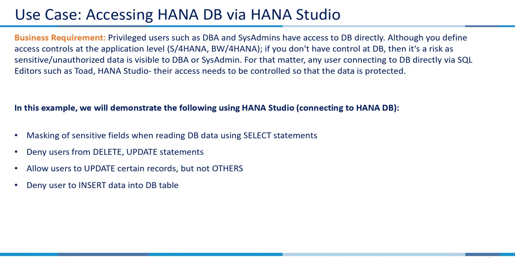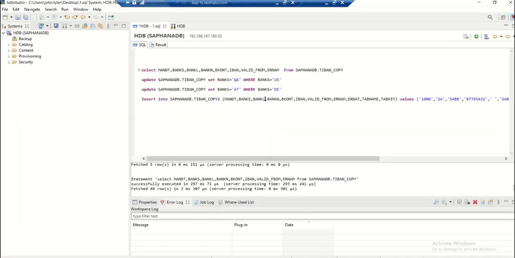Now let me log into the system here. I'm going to connect to my HANA Studio. Okay, so this is my HANA Studio. This is the HANA database connecting to one of my databases in the local system. I'm using a table called TIBAN_copy from the HANA DB schema, and I logged in as a DBA.